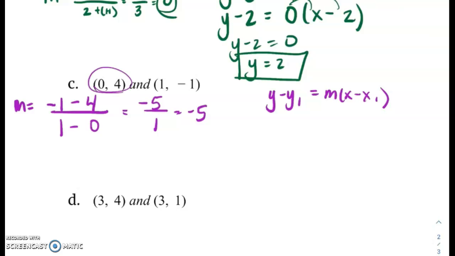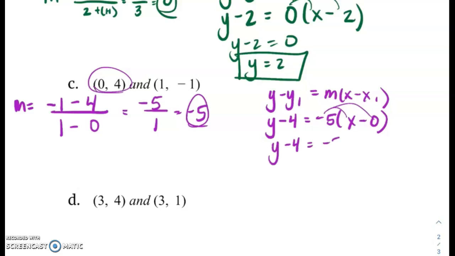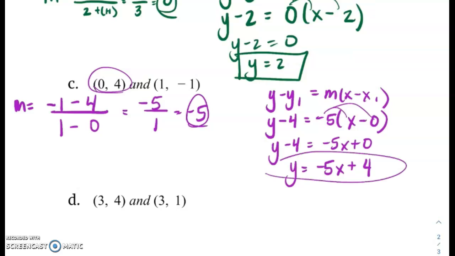So I'm going to plug in 4 for the y, plug in -5 for the m, plug in 0 for the x. I'm going to distribute the -5. And that's just going to be 0. And then add 4 to the other side to isolate your y. So here I've got a y-intercept of 4 and a slope of -5. And if we looked at the point and noticed that there was a 0 for the x, like in lesson 1, we should have already known that that was my y-intercept. So that could have been easier if you just did y equals mx plus b.